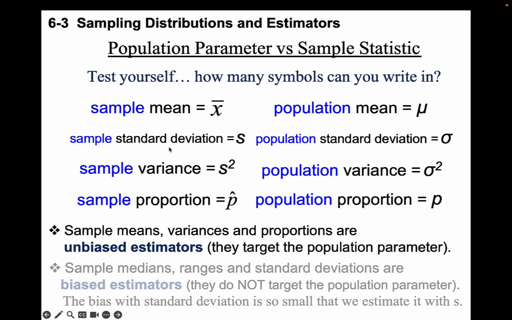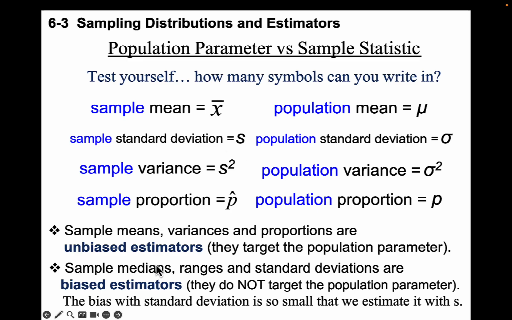There's a reason why. Things like medians, ranges, and even the standard deviation, they're considered biased estimators, so they do not target the population parameter. However, the bias with standard deviations is very small, so we will use that to target the population standard deviation sigma. And that's pretty much it for 6.3. Got to know which ones are unbiased estimators and which ones are biased estimators.